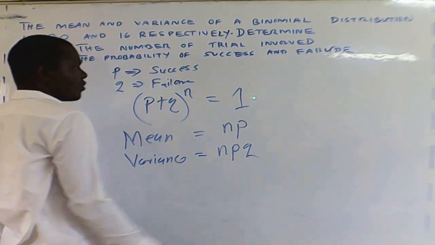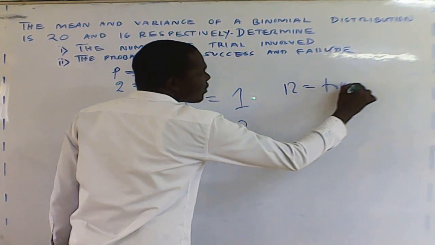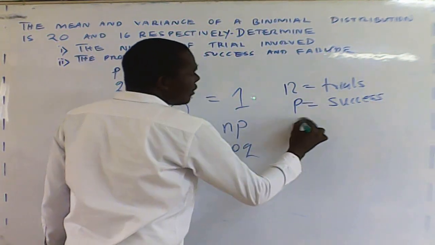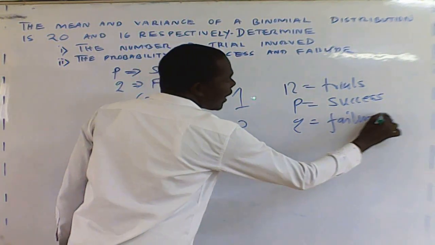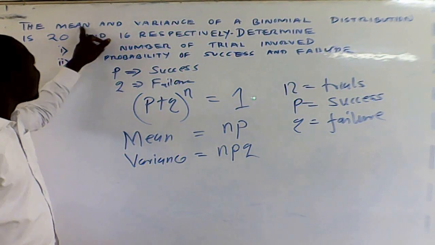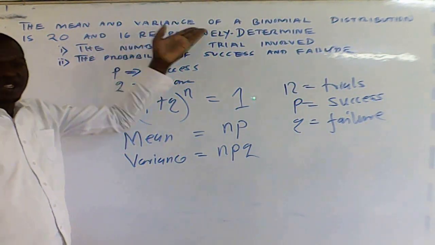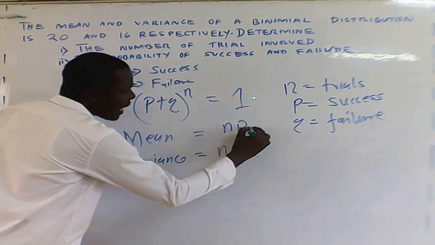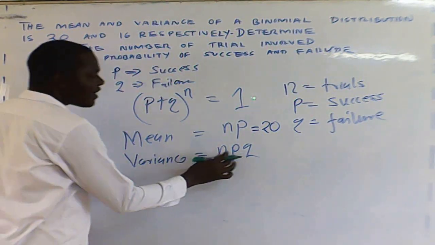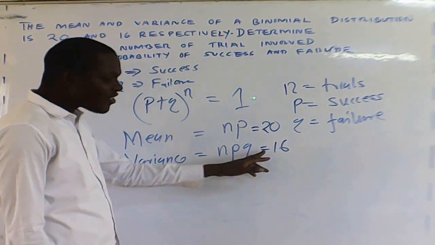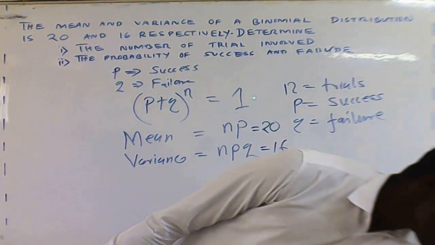So when you start substituting n, the number of trials, then P, success, then Q, failure. We substitute what is given to get what is not given. What have you been given? You've been given the mean to be 20 and the variance to be 16, respectively. So where there is mean, you equate it to 20. This implies that NP is equal to 20 and NPQ is equal to 16.